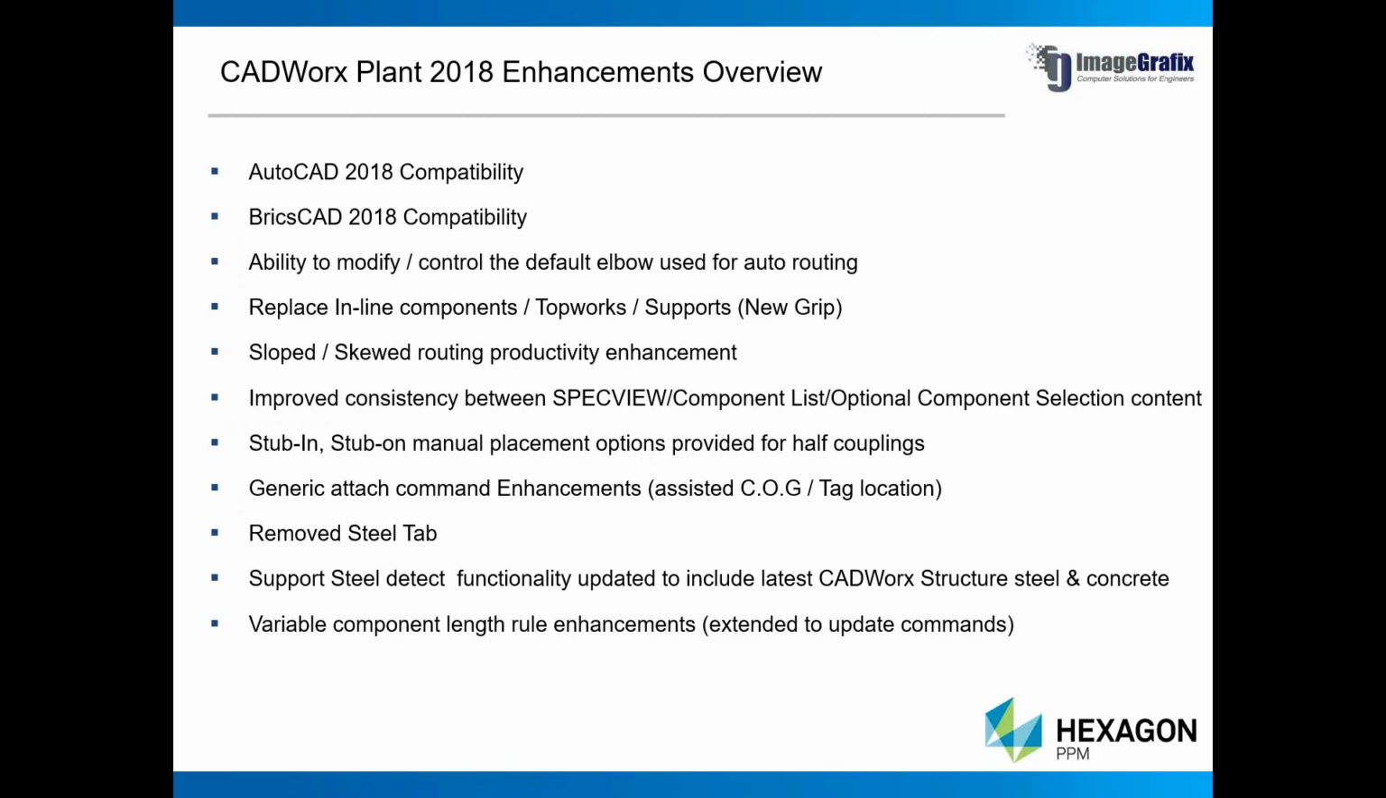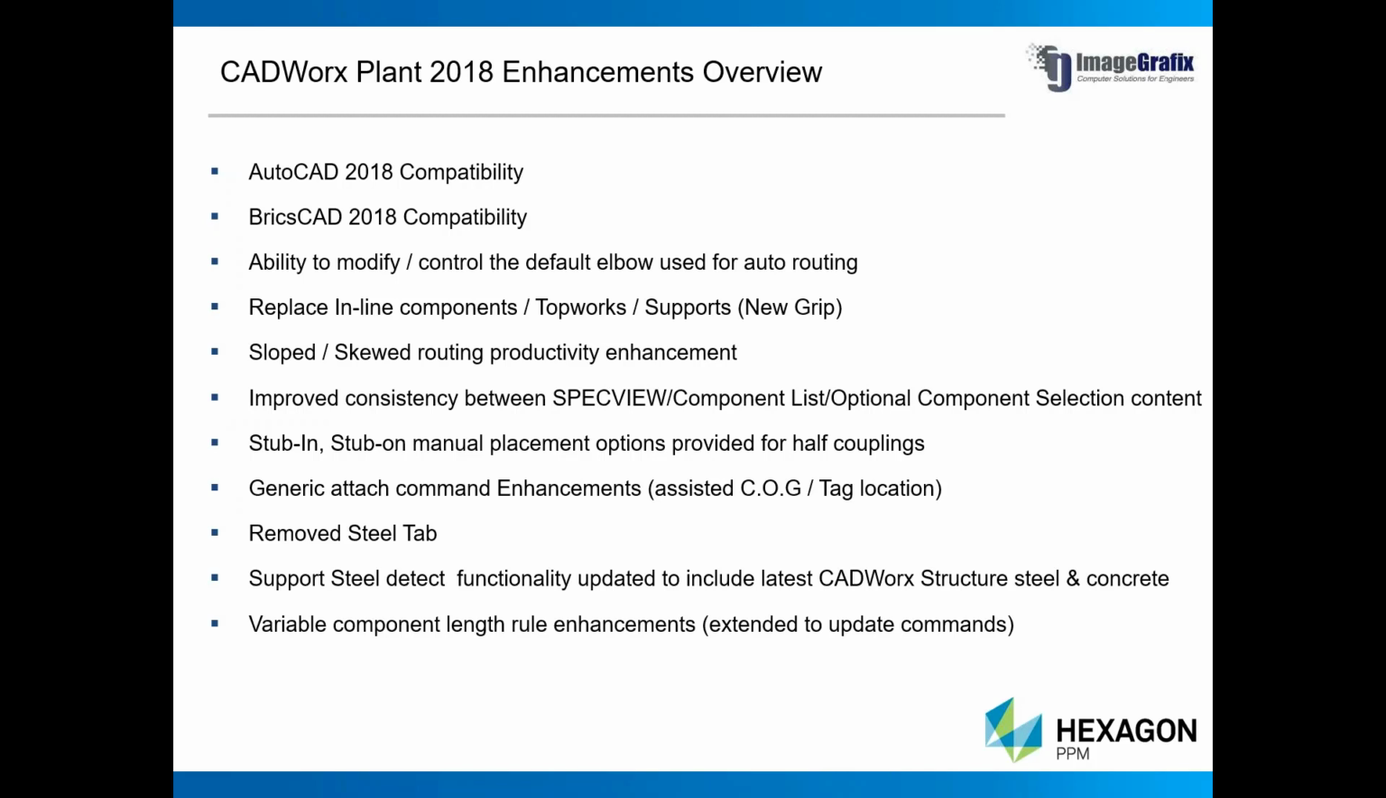CADWorx 2018 has compatibility with AutoCAD 2018 and also with BricsCAD 2018. Now we have the ability to modify or control the default elbows used for auto routing. While doing auto routing, you can choose the type of elbow you want to use. You can also replace inline components, TopWorks or supports. With a new grip which is introduced, you can specify what type of item you want to replace.